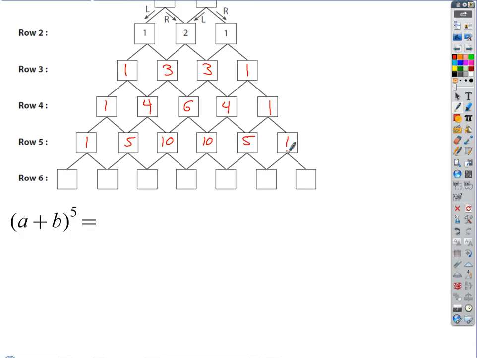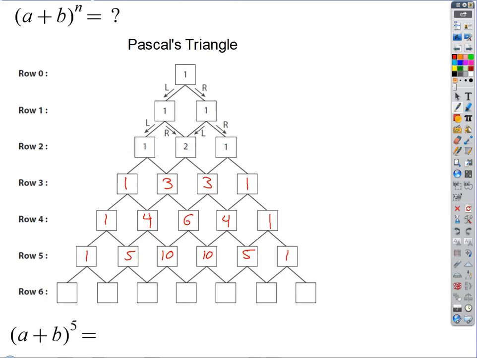Okay, what do these mean? Pascal's triangle is really just giving us the coefficients of all the terms when we multiply out a plus b to the n. These are the values of n. If I take a plus b to the 0, what's anything to the 0? It's 1. A plus b to the 1 would just be a plus b, so the coefficient of a would be 1 and the coefficient of b would be 1.